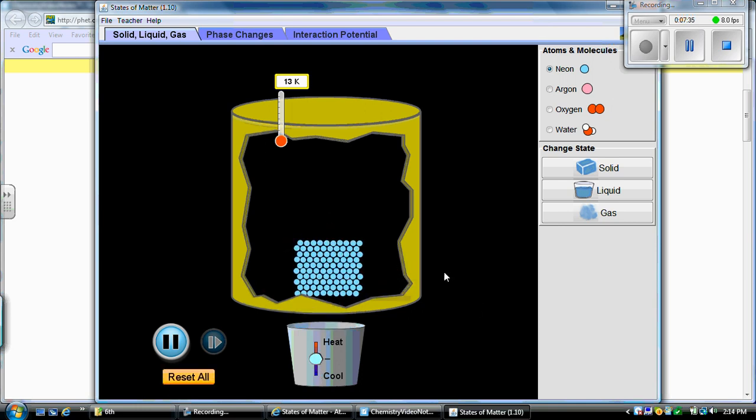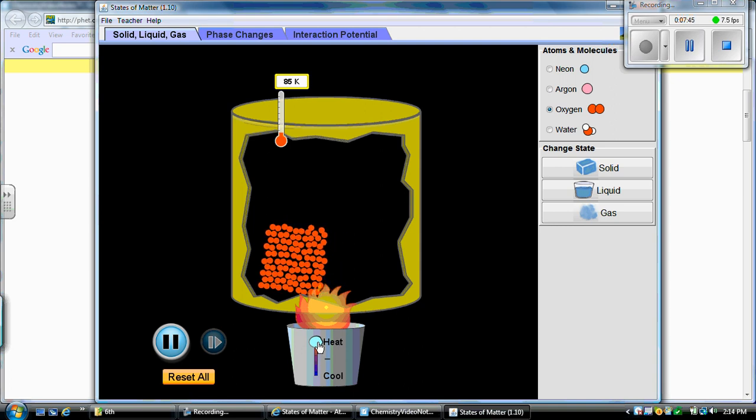Okay, now we're going to look at a compound. We're going to look at two oxygen atoms bonded together. See how they're bonded together, the two next to each other? Increase the heat. Those compounds of oxygen get more kinetic energy. They start changing from a solid to a liquid and then to a gas.